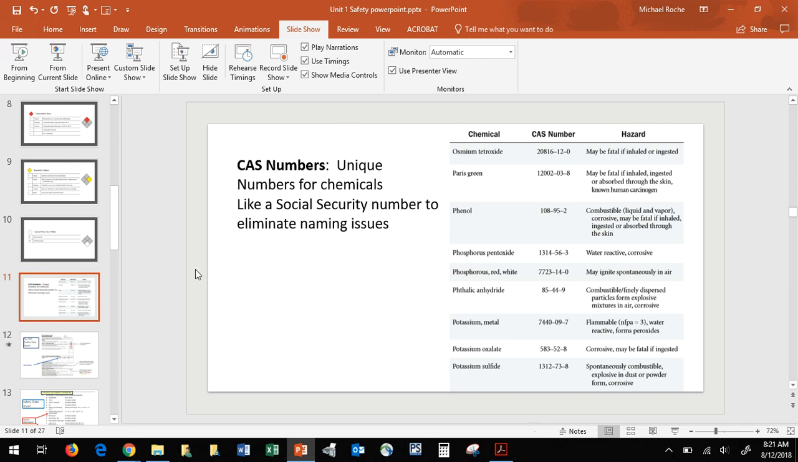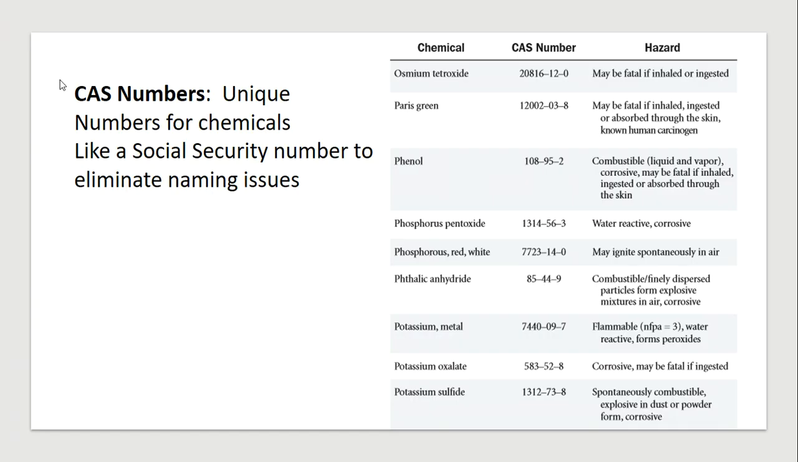All right, so part two, we're going to talk about some other things that are helpful for when you're dealing with safety. And one thing is a CAS number. A CAS number is a unique number that is like a chemical social security number. You'll see as we get through this year that there's a lot of different names that we can give to one chemical.